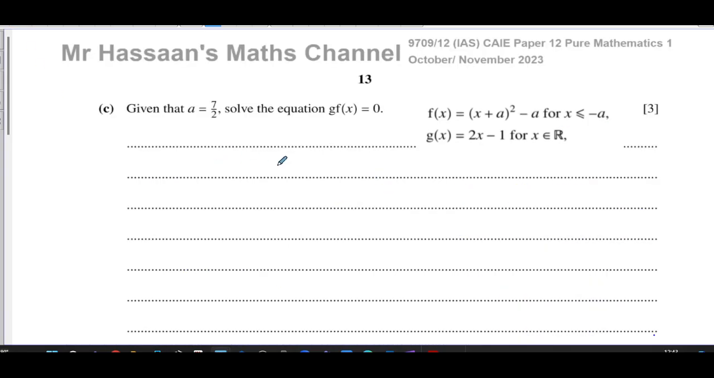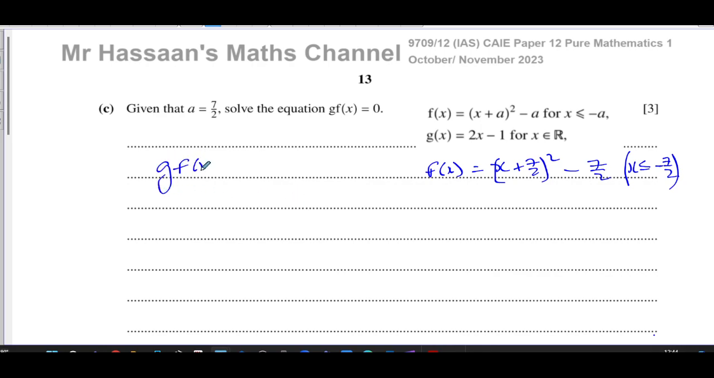Now for answer to part 3, it says, given that a equals 7 over 2, solve the equation gf of x equals 0. So now we know a equals 7 over 2. We can now say the function f with that value is (x + 7/2)² − 7/2. And for the domain, x is less than or equal to negative 7 over 2. Okay, so that's the domain of this function.